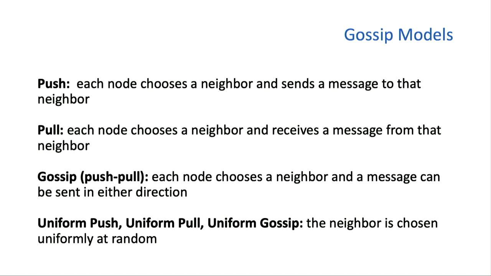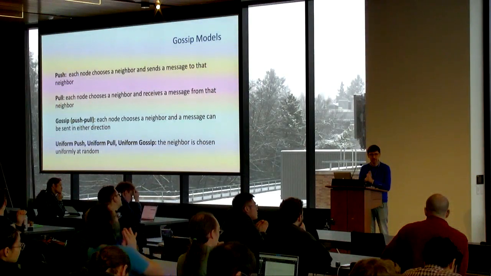Now, once this choice is made, there are still a few interesting variants. In the push model, every node chooses a neighbor and then sends some information to the neighbor. One node can be chosen more than once, so every node might receive more than one message, but every node sends only one message. In the pull model, every node chooses a random neighbor, and then it's going to ask for a message from that node. So in this case, every node receives only one message, but some nodes may be picked several times, so they will be asked to send multiple messages. In the general gossip model, once these communications are established, messages can be exchanged in both directions.